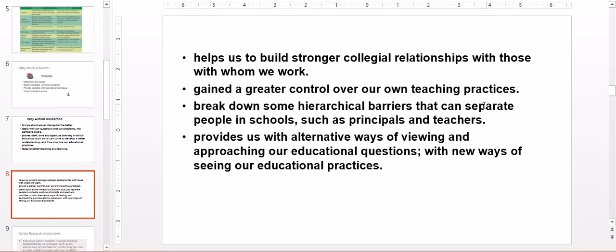It breaks down some of the hierarchical barriers that can separate people in the school, such as principals and teachers. Action research actually helps people understand what teaching is, how teaching should be, and how to enhance teaching and learning. Sometimes it is quite challenging for teachers to make bureaucrats understand, so action research helps them convince people at a higher level. It provides us an alternative way of approaching our educational questions.